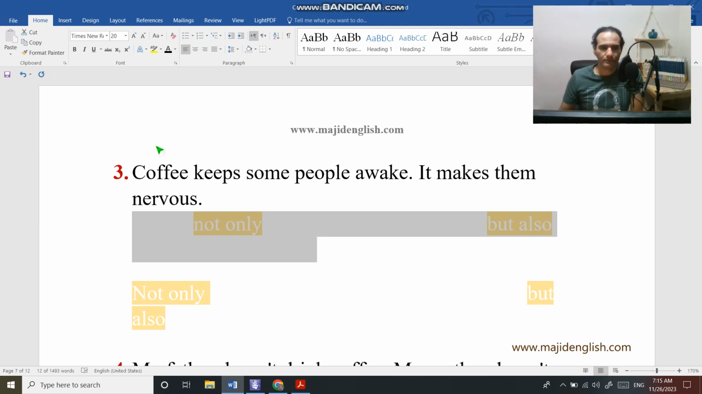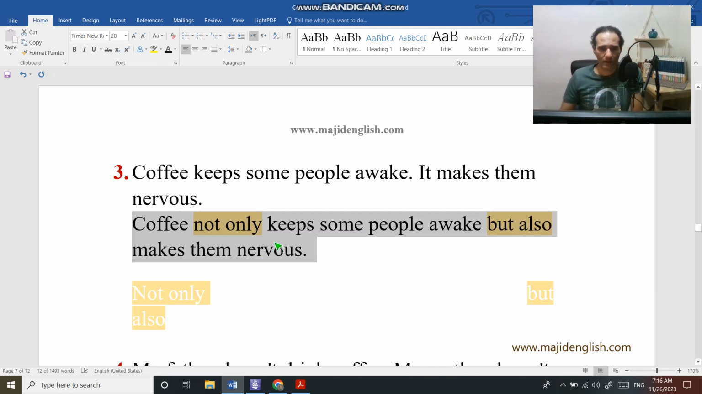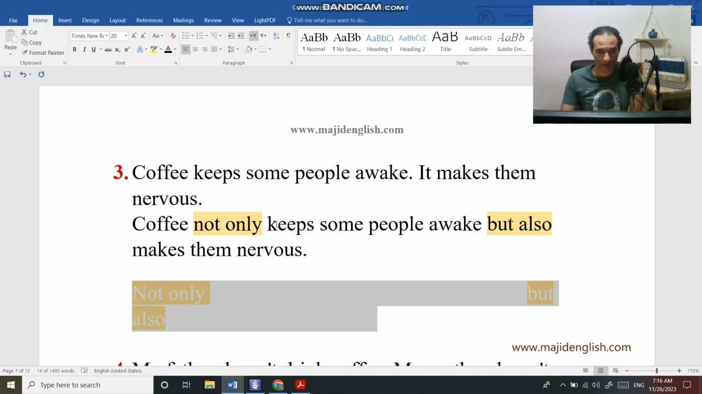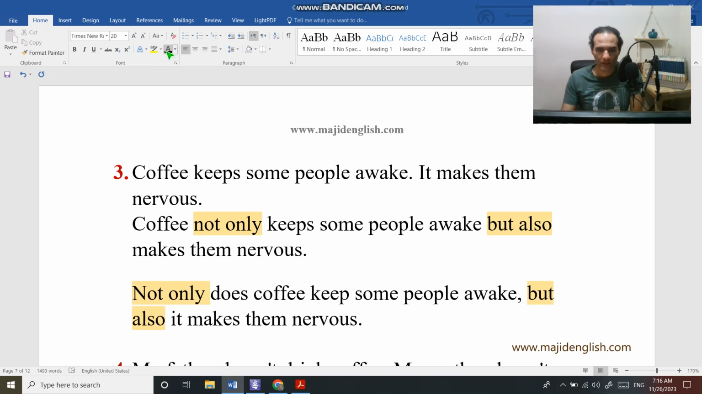So, coffee does two things to people. So we say coffee not only does this, but also does that. Coffee not only keeps some people awake, but also makes them nervous. What is it? A verb phrase after not only, a verb phrase after but also, parallel and beautiful. So we can have it at the level of independent clauses together. How? Not only question form, does coffee. Not only does coffee keep some people awake, comma, but also it makes them nervous.